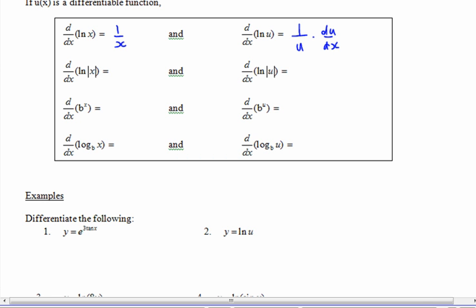Okay, the derivative of natural log of an absolute value of x is still 1 over x. We're going to prove that today. And so the same is true over here: 1 over u times du dx.